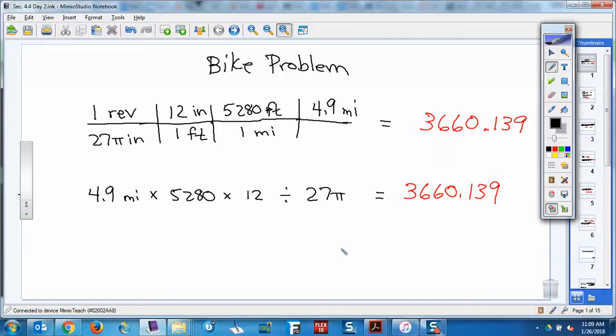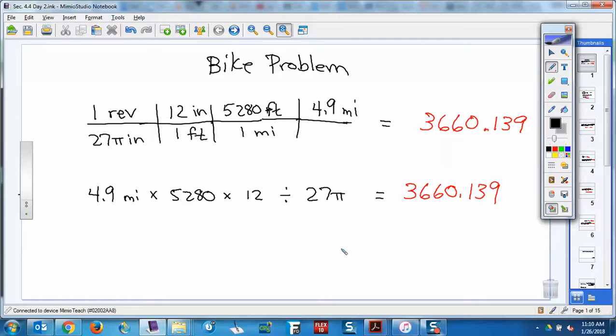But how you arrived at it didn't really matter to me. There were a lot of different ways to think about it. Right here, I did two different ways of thinking about that first answer. If you had 3760 something for that one, that probably came from rounding when you did 27 pi.